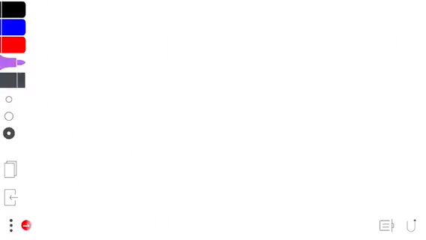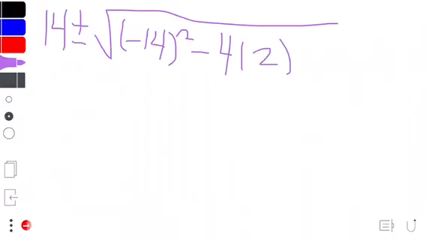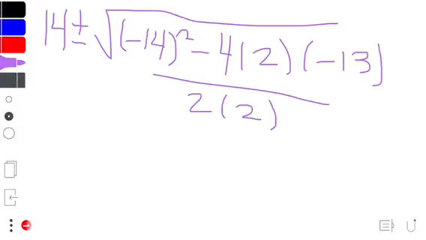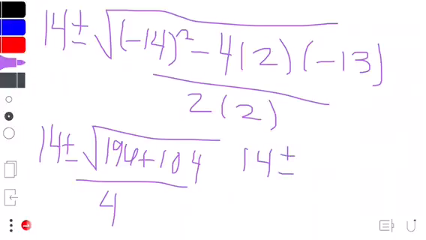When you plug this in, you will get 14 plus or minus the square root of negative 14 squared minus 4 times 2 times negative 13. This is all over 2 times 2. Then you will get 14 plus or minus the square root of 196 plus 104 all over 4. Then you get 14 plus or minus the square root of 300 over 4.